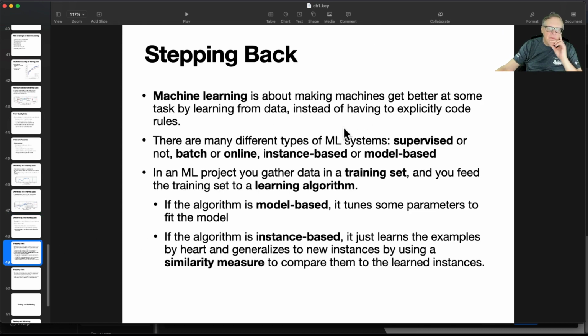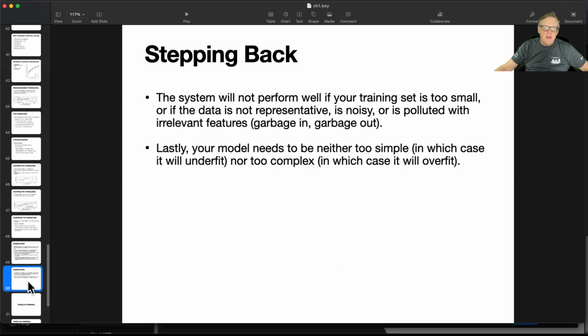All right, so there are many kinds of machine learning models, and we've been through this. So there are various things that can go wrong.